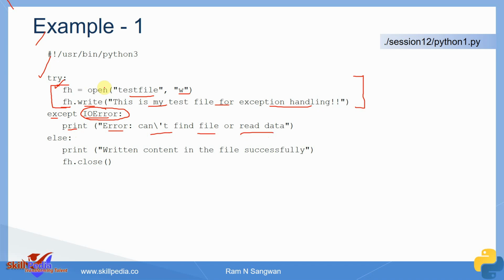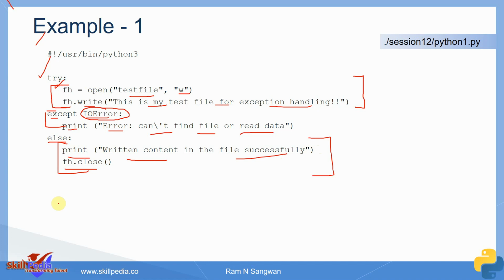If you are working in the right directory, if you have permissions on that directory, if you feel that there should be no error, if there is no input output error, then open the file normally. In that case, you put that code in the else block. Print written content to the file successfully and close the file. That means this is the successful part of the code when everything goes good.